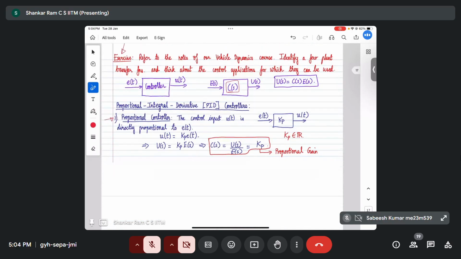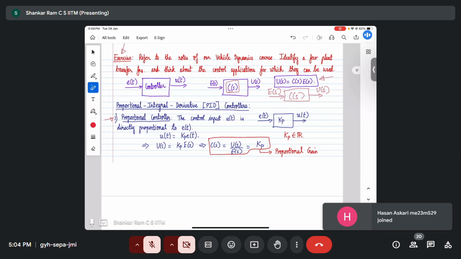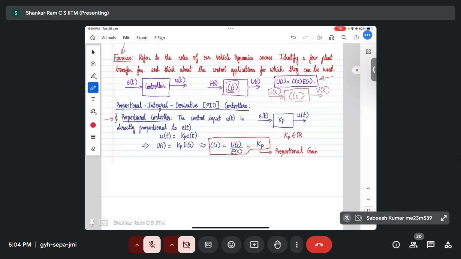When we deal with the controller transfer function, we are looking at C of S. The controller transfer function is C of S. The input to that is E of S. The output from that controller block is U of S. So that's why U of S becomes equal to C of S times E of S. Okay, so that's how we get that expression.